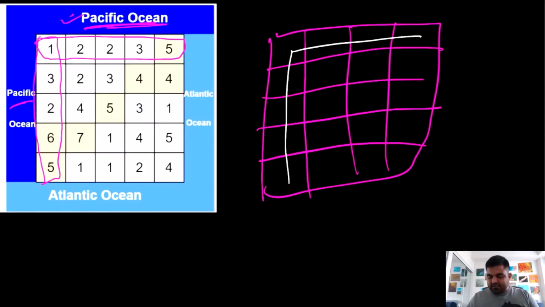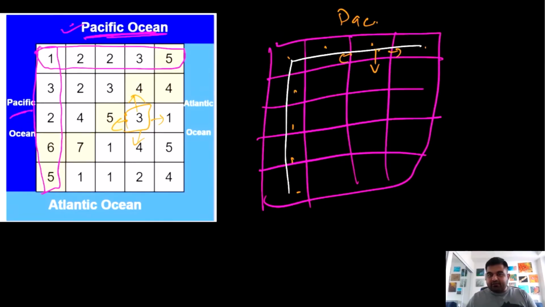Now, previously at any particular location, we were actually trying to go outwards to see if water can reach an adjacent cell or not. But rather than going outwards, why don't we come inwards from the cells we already know can reach Pacific Ocean? So over here, these cells we already know that they can reach Pacific Ocean. So if we check the cells that are adjacent to these cells, from this particular cell that can reach Pacific Ocean, can we reach these adjacent cells or not?